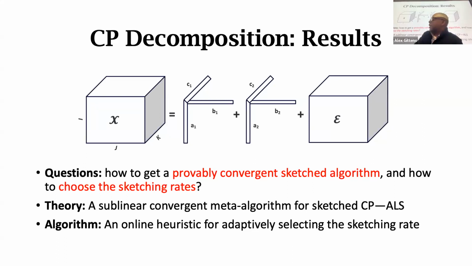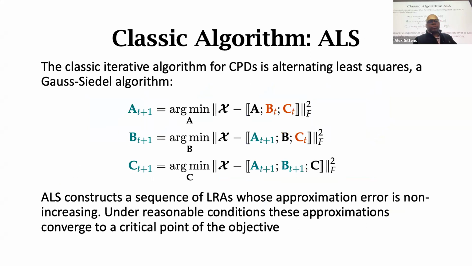Okay, so to answer these questions, we have some theory on how to choose the sketching rates, given some oracle about quantities that we don't actually have access to. We can come up with a convergent algorithm if we choose our sketching based on those quantities. And then in practice, we have an online heuristic for choosing these sketching rates that adapts and empirically converges faster than other methods of choosing the sketching rate.